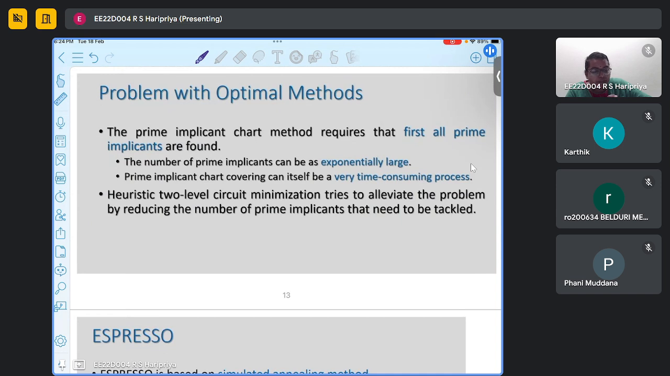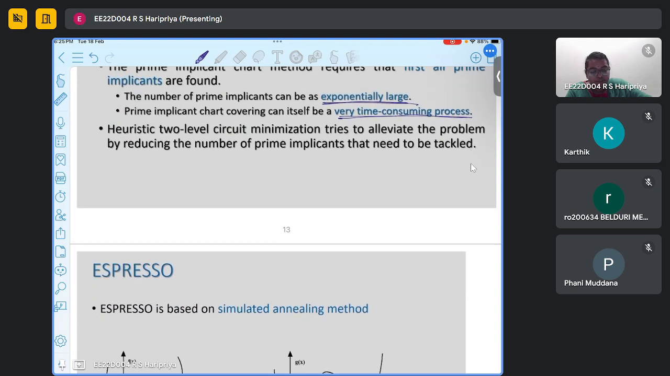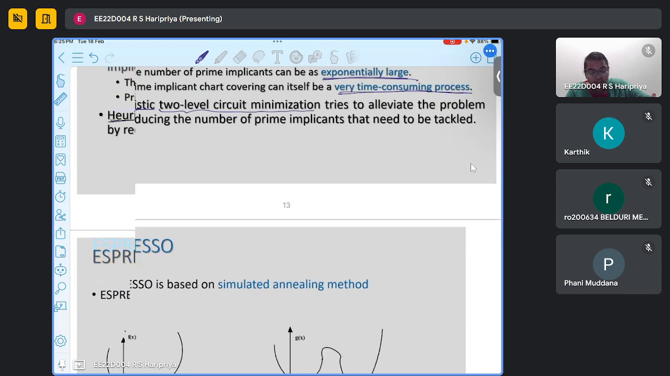The main reason is the exponentially large number of prime implicants. The number of prime implicants can be exponentially large, and then forming this chart and finding the solution will be a time consuming process. The heuristic based method is also for two-level circuit minimization.